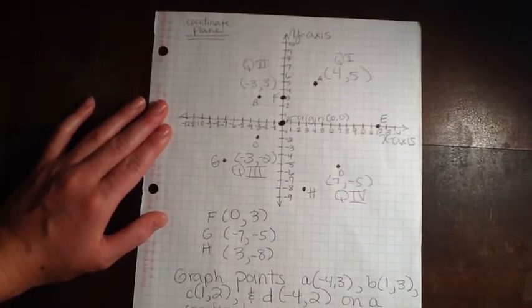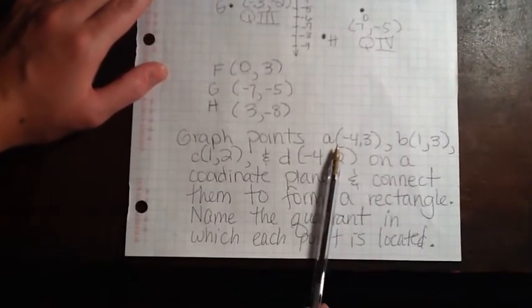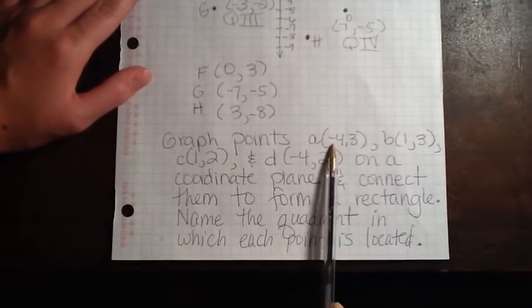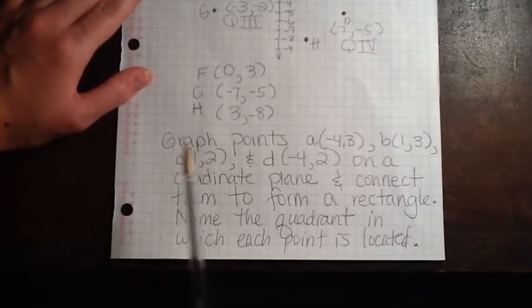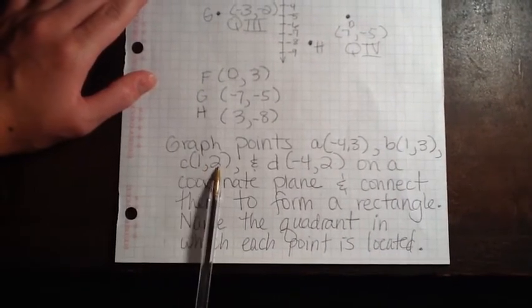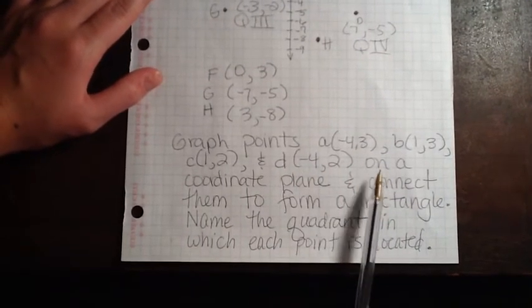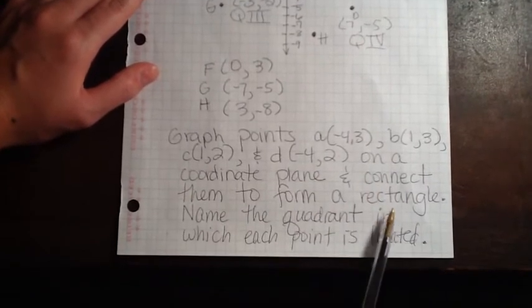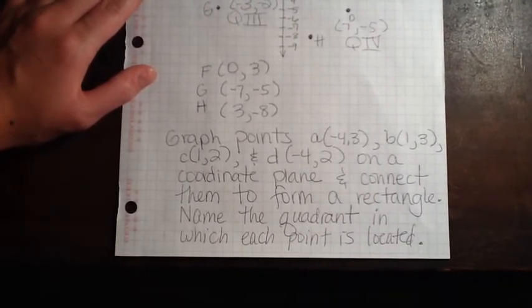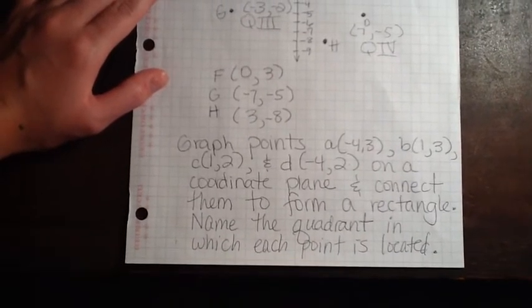All right, our last problem is a word problem. It wants us to graph the points: a lowercase a, which is negative 4, 3. We have a lowercase b, which is 1, 3. We have lowercase c, which is 1, 2. And lowercase d, which is negative 4, 2, on a coordinate plane. So we're going to graph those 4 points and connect them to form a shape. And then we're going to name the quadrant that each point is located.